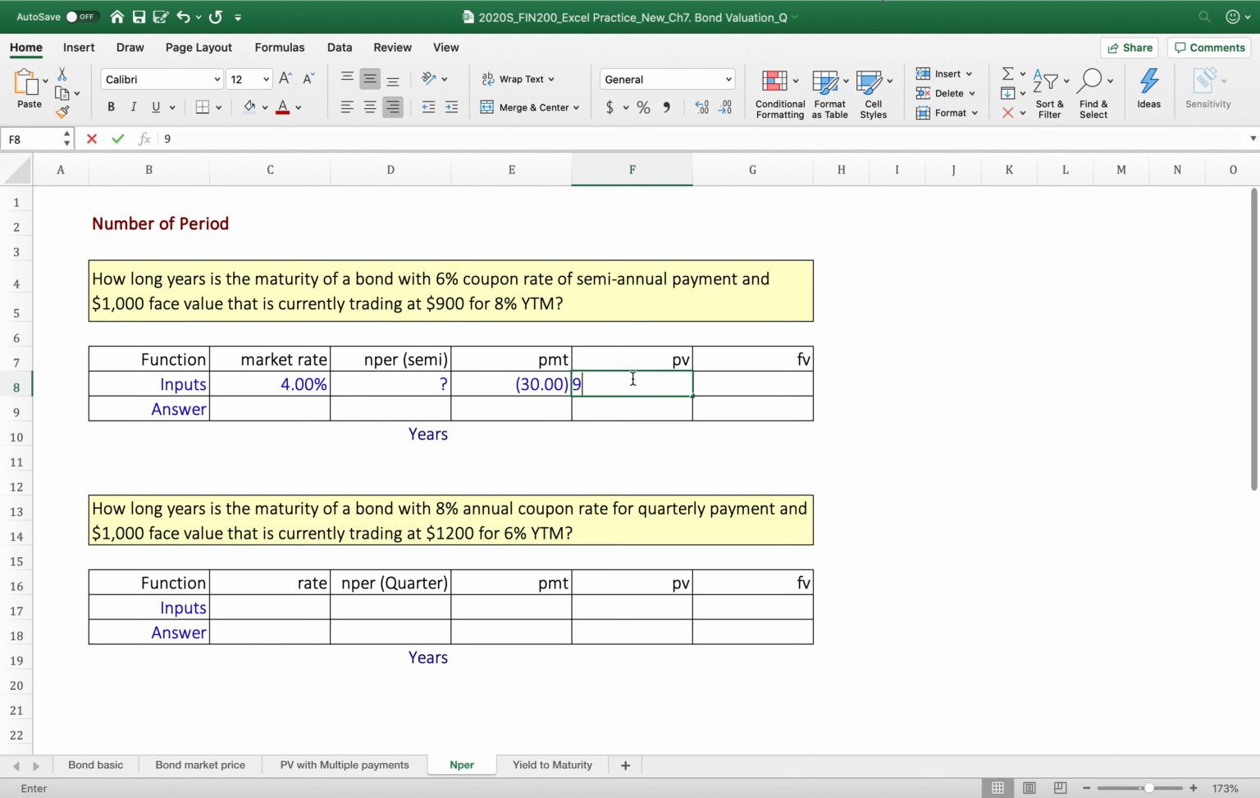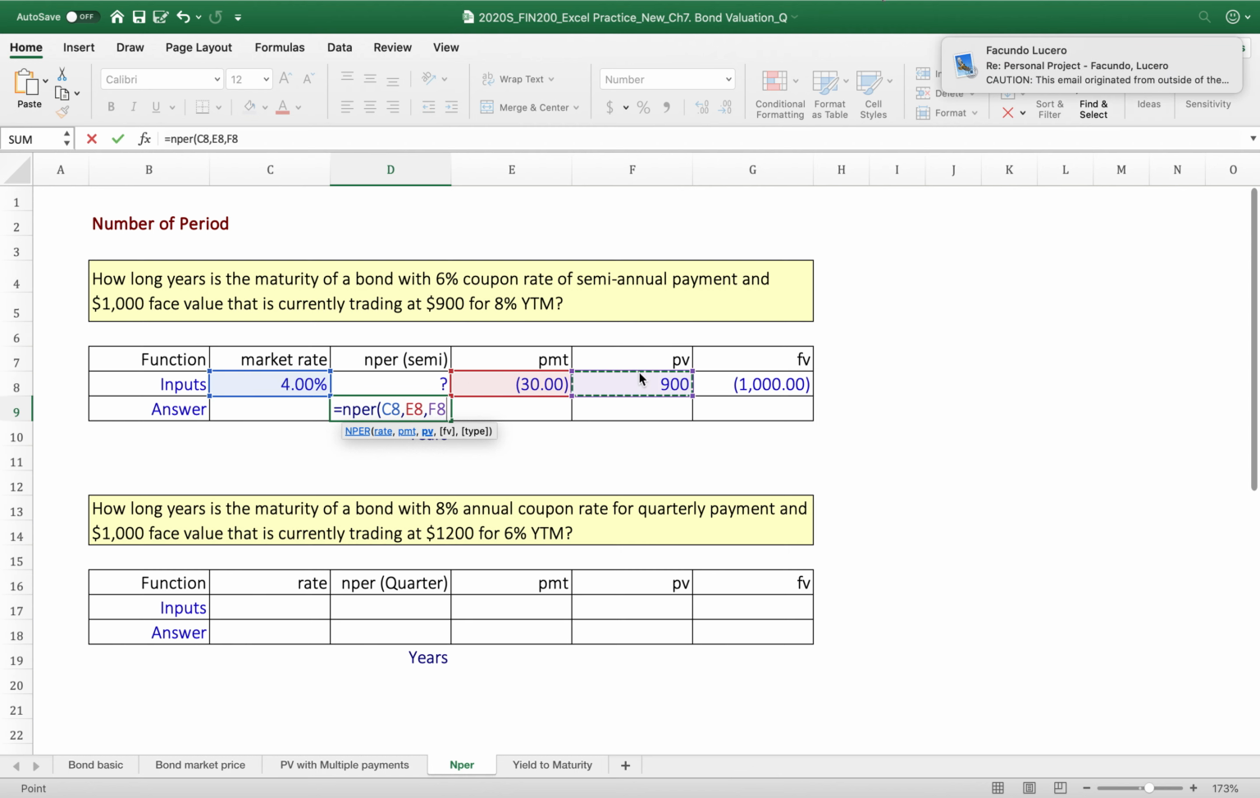Then it is traded at 900. Why is it positive? Because the company sells this bond, then 900 is in their hand. And then the future value, which is the face value at the end of maturity, the company should pay back. So this is negative. Now let's put the NPER function with 4, comma, the payment, 900, and then 1,000.